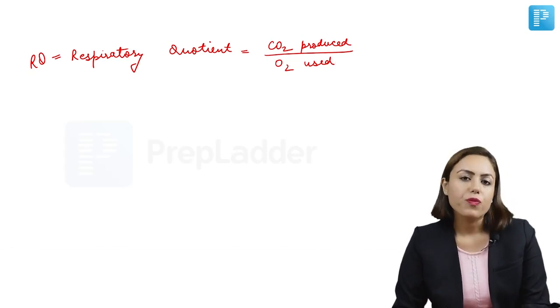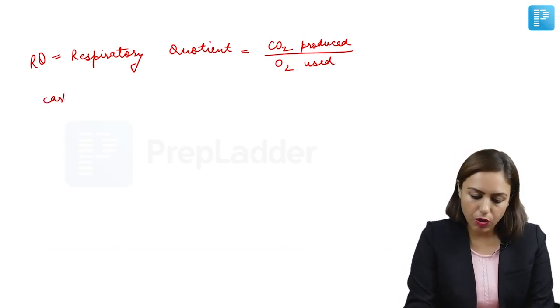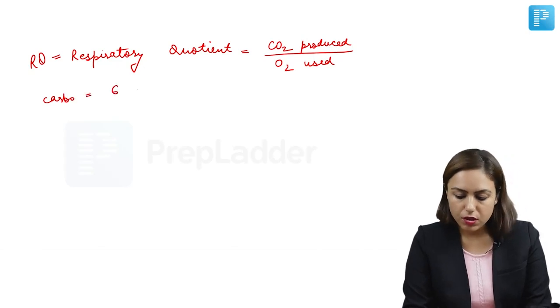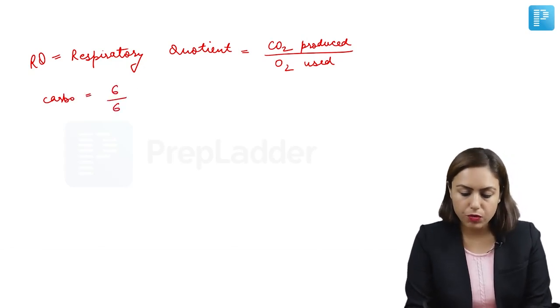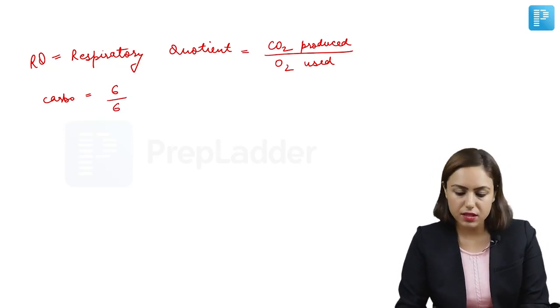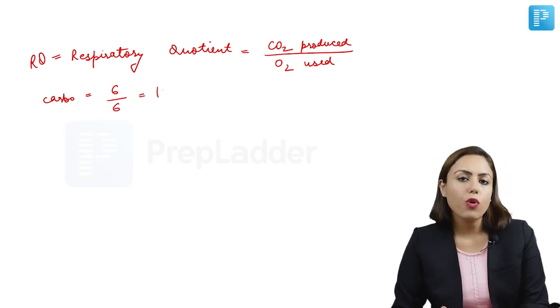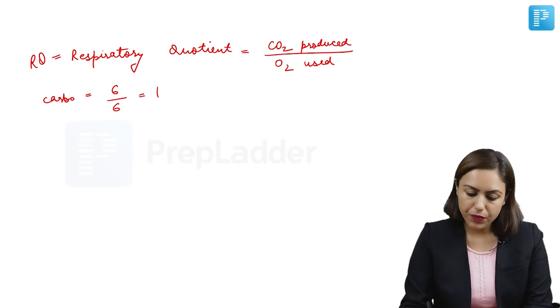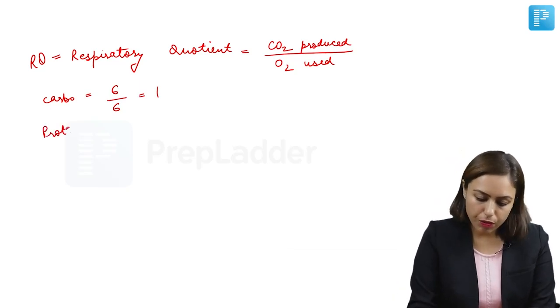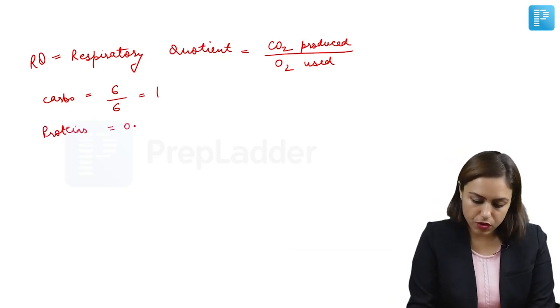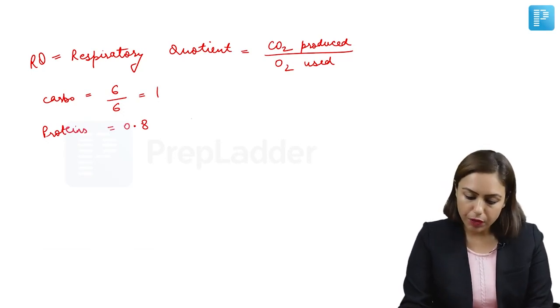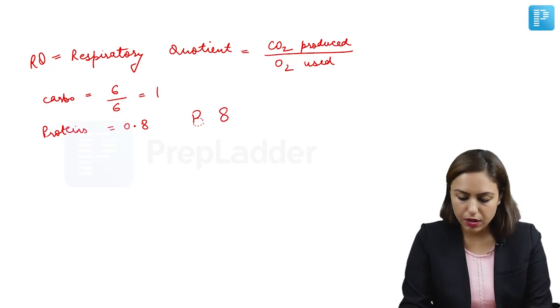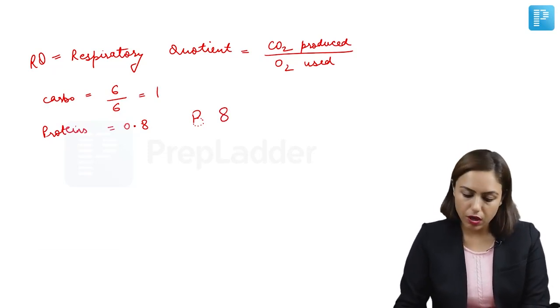Okay. Now for carbohydrates, oxygen used and carbon dioxide produced are the same, that is 6. That's why RQ for carbohydrates is 1. Okay. Then RQ for proteins is 0.8. Look at P of protein. This P can be converted to number 8. Okay. So this way you can learn.